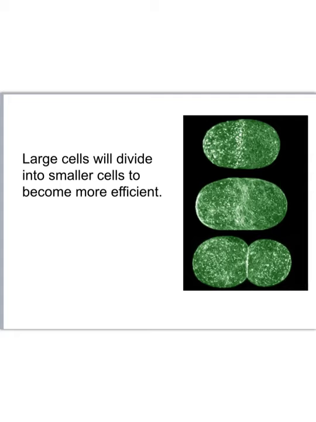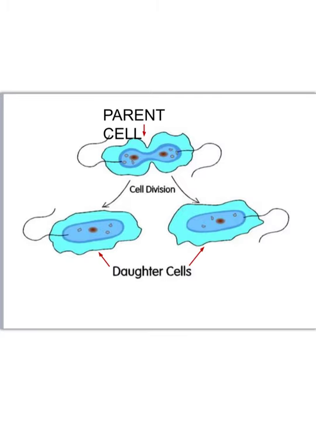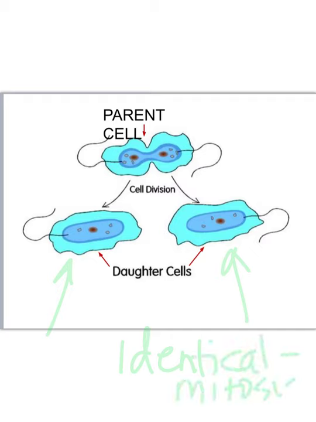So just once again, a reminder from yesterday. These larger cells are going to divide into smaller cells. And the reason they do that is because they become more efficient. We have that parent cell going through cell division, which is the process we're going to talk about today. And we end up with 2 daughter cells. And the one thing that we want to talk about is that these are identical. And this is the process of mitosis, making of these identical daughter cells.